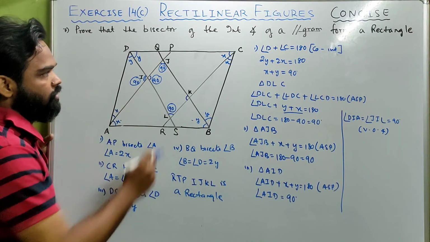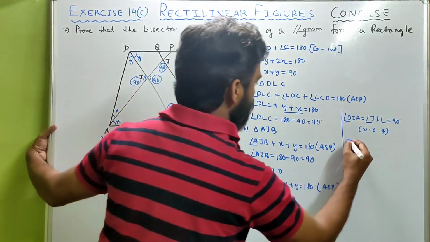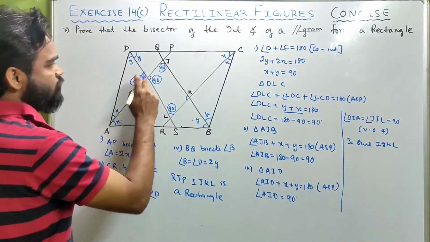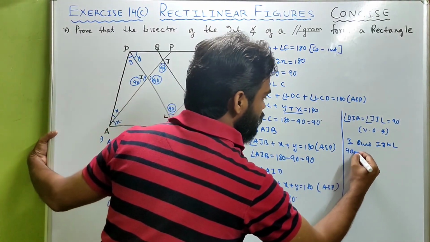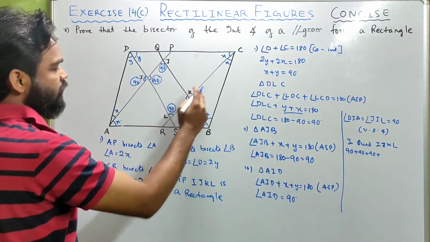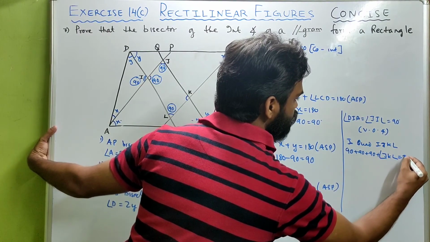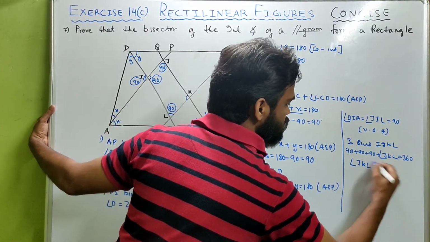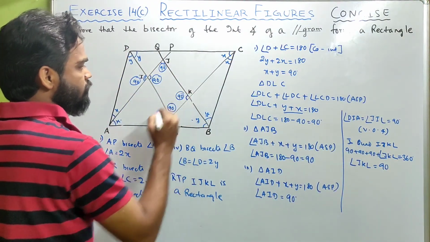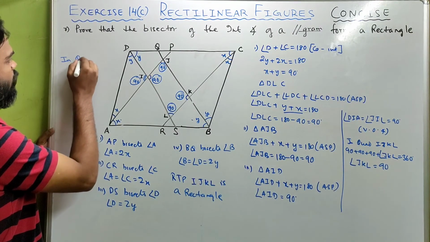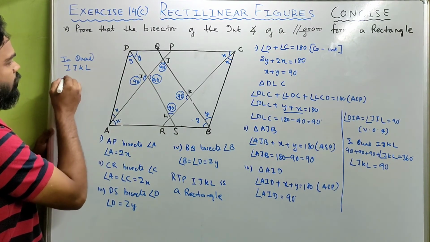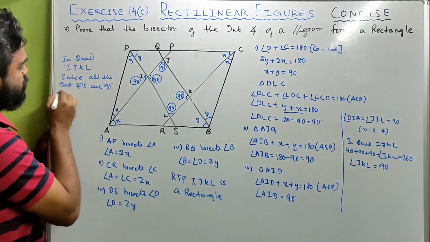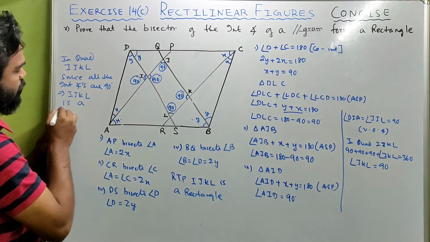Now it's a quadrilateral, so the four angles add to give 360. In quadrilateral IJKL, 90 plus 90 plus 90 plus angle JKL equals 360. We know in a quadrilateral the sum of the angles is 360. So angle JKL equals 360 minus 270, that's 90 degrees. So we got this as 90. So in quadrilateral IJKL, since all the interior angles are 90 degrees, it simply means that IJKL is a rectangle.